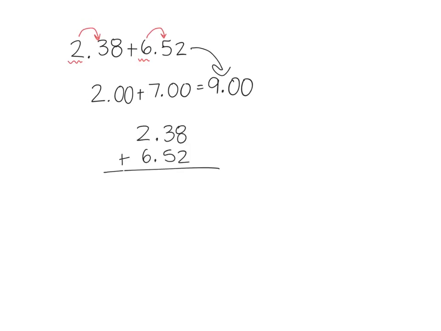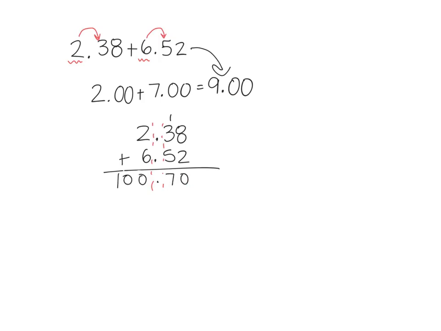Now, the whole reason why we estimate is to give us a good guess of what our answer should be. So if I were to actually go through and really figure out the answer of what this is, I would get 8 90/100ths. I can compare the answer I got to my estimation. 8 90/100ths is pretty close to 9 wholes. So that tells me my answer is probably right because it's really close to what I guessed it was going to be.